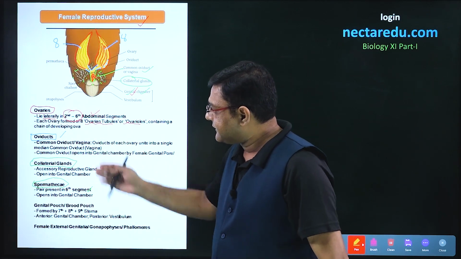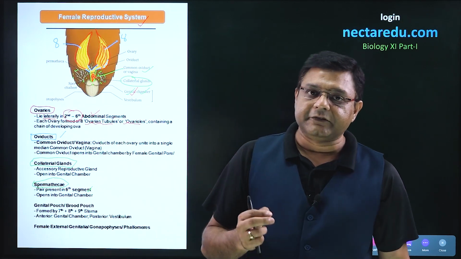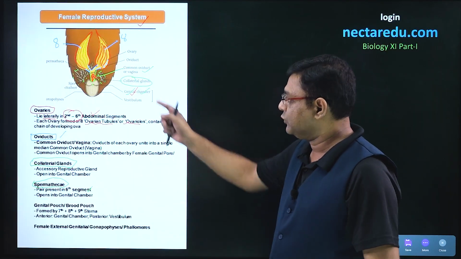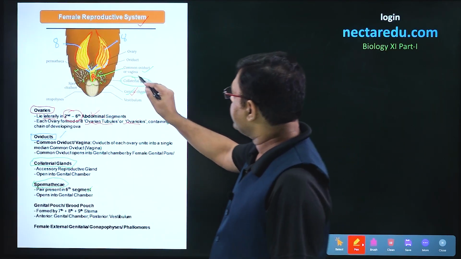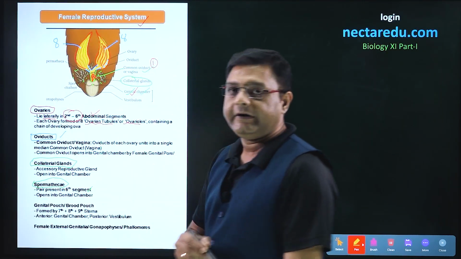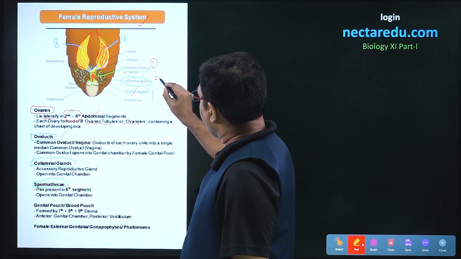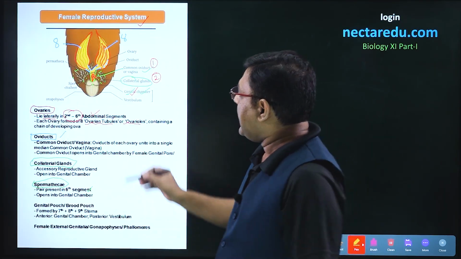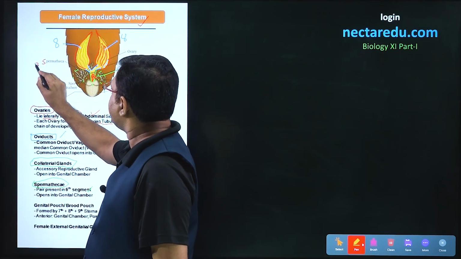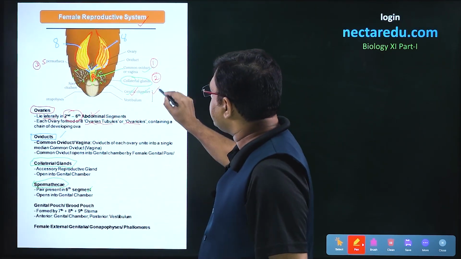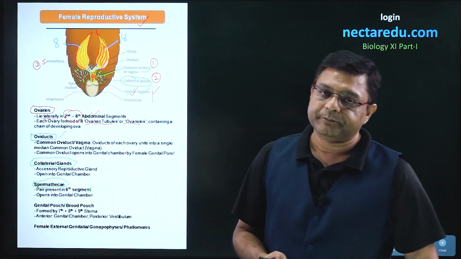So, as we have seen here, there are three structures which are opening into the genital chamber. The first was the opening of common oviduct. The second was the opening of collateral glands and the third is the opening of spermaticae. All these three open into genital chamber.